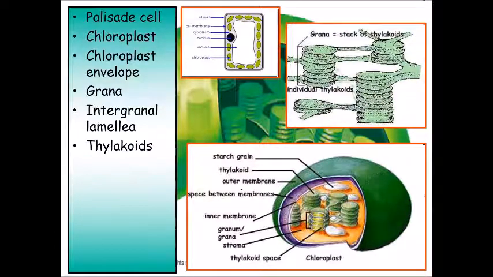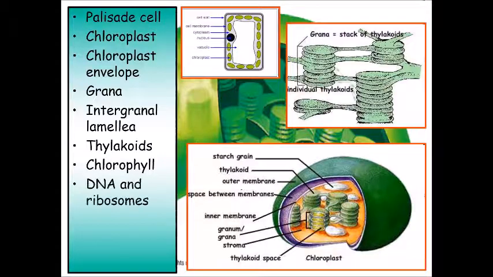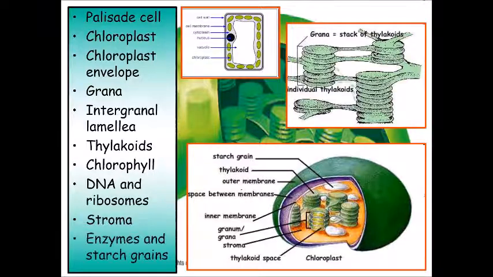I like to think of them as like poker chips or something like that stacked one on top of the other, and you've got lolly sticks going between them that provide support and structure. They also assist with capturing light. Within the thylakoid membrane is the chlorophyll, and there's also within them DNA and ribosomes, which will assist with the manufacturing of essential proteins. In the stroma surrounding it, you've got enzymes and starch grains which act as an energy store. So any excess glucose could be converted into starch for storage there.